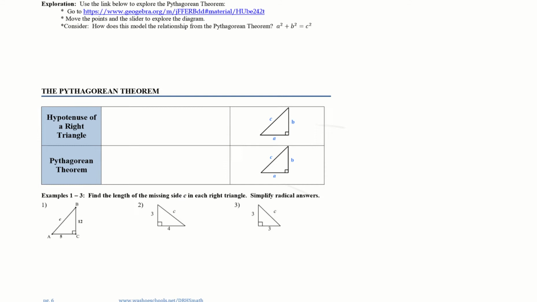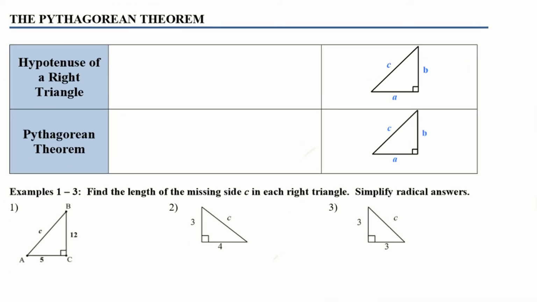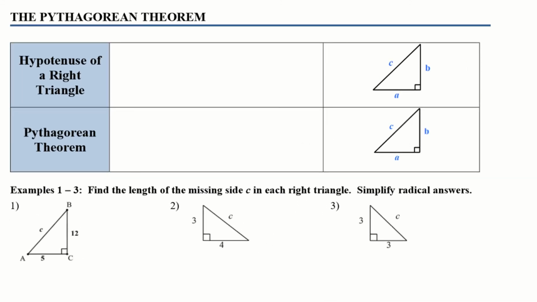Alright, let's take a look at the Pythagorean Theorem. The hypotenuse of a right triangle is the longest side, and it is across from the right angle. So right across from here is this C value.